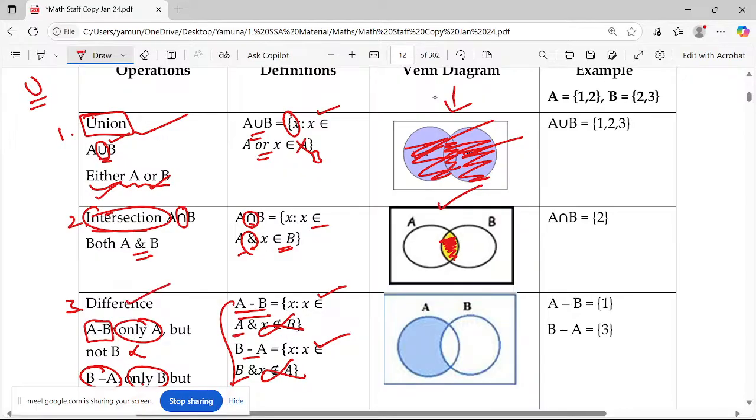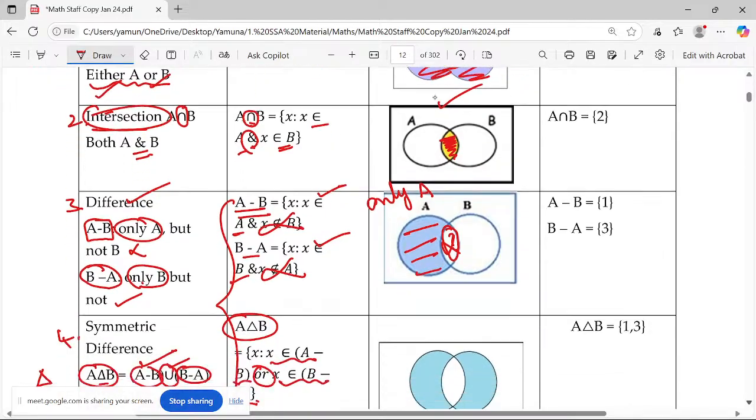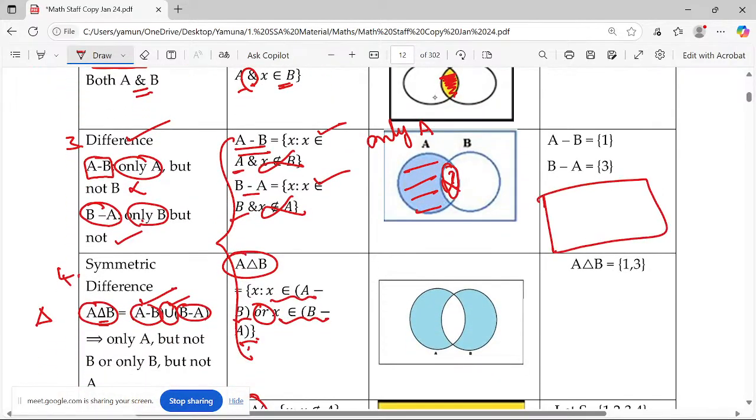Okay, difference, A minus B. The wording which we use is strictly only A. So only A. See, this is the area. Many get confused: why is this area not covered? This is the area which belongs to B also, right? We are talking about only A, so this should not be covered. Whereas for B minus A, I don't have the diagram, so I'll draw it over here. This is A, this is B, and what I am drawing with stripes is only B. Am I right?